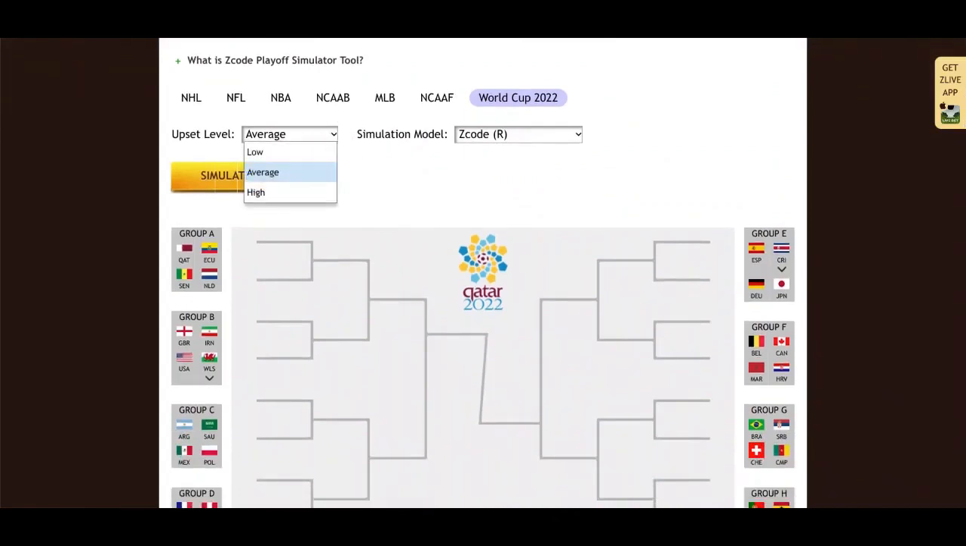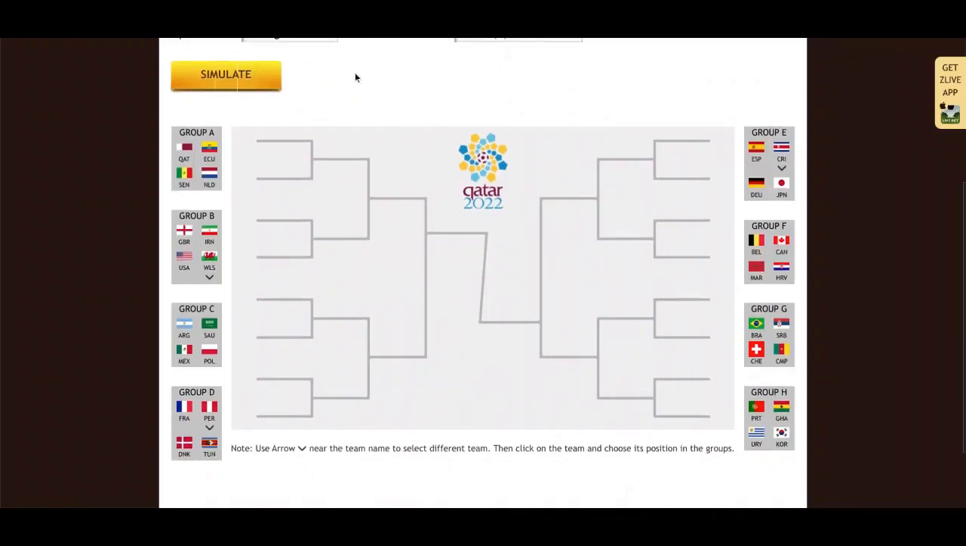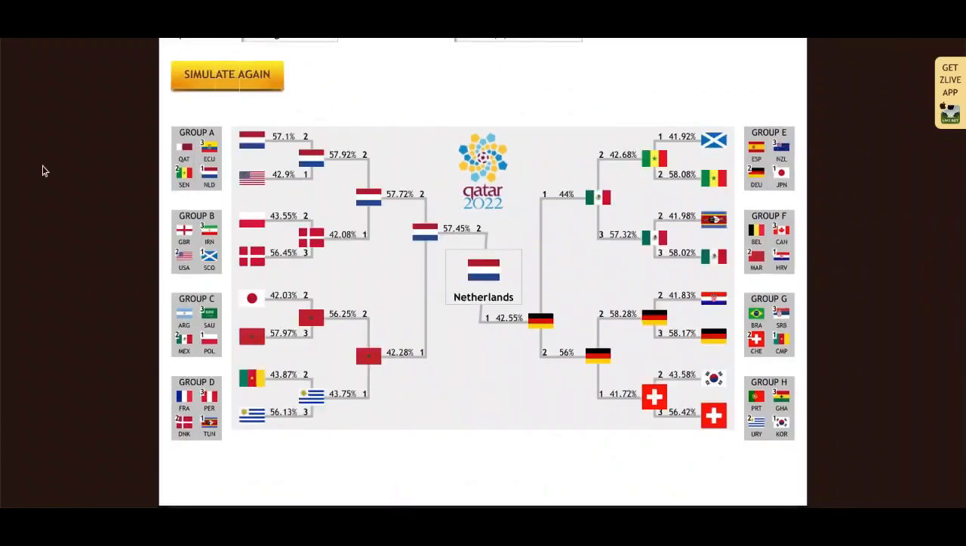I wrote about these in the blog, and I'll give examples with these. We've got 3 upset levels: low, average, and high. So I'm going to start with the average level here on Z Code System, and we're going to see what transpires. As you can see there, we've got a pick of the Netherlands winning the World Cup, defeating Germany in the final. That would be a rematch of the 1974 final in which Germany won the tournament.